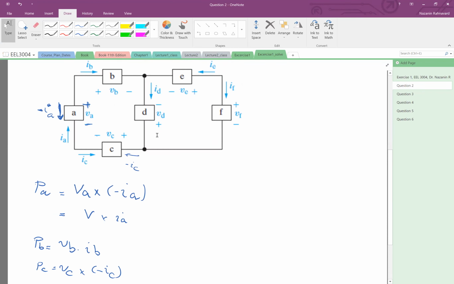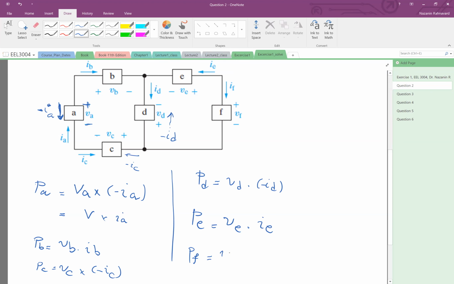Okay, now look at P of D. The power of element D, VD times negative, right? Again, it's not a passive sign convention. Element E, VE times IE, good. Passive sign convention. Yeah, F is VF times the current that is going through. Right.